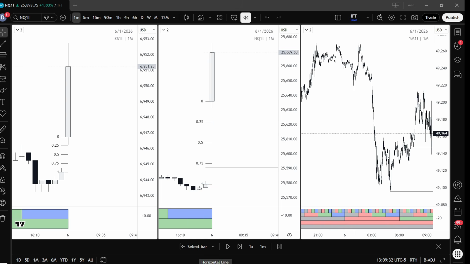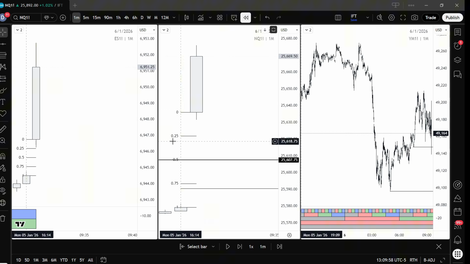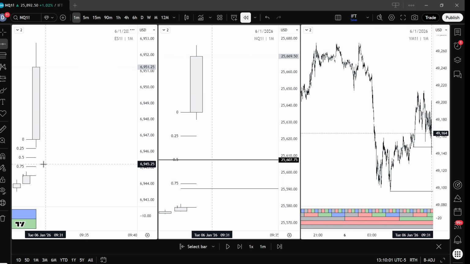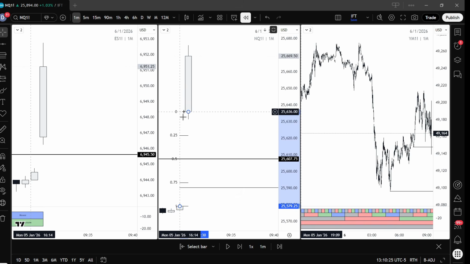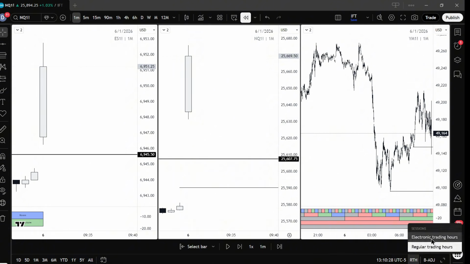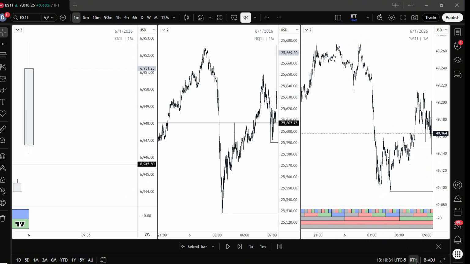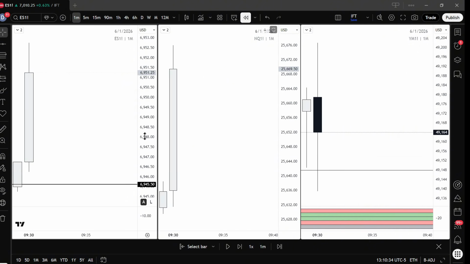So I'm only going to mark the 50 level on my RTH gap, right? My regular trading hours gap. And I'll do the same thing for S&P 500 as well. Then I will delete the fib tool just so that it is not a distraction. Go back to electronic trading hours because we have no business on regular trading hours once we have our level marked. So now from 9:30, we want to see when all our rules are going to be met, right?